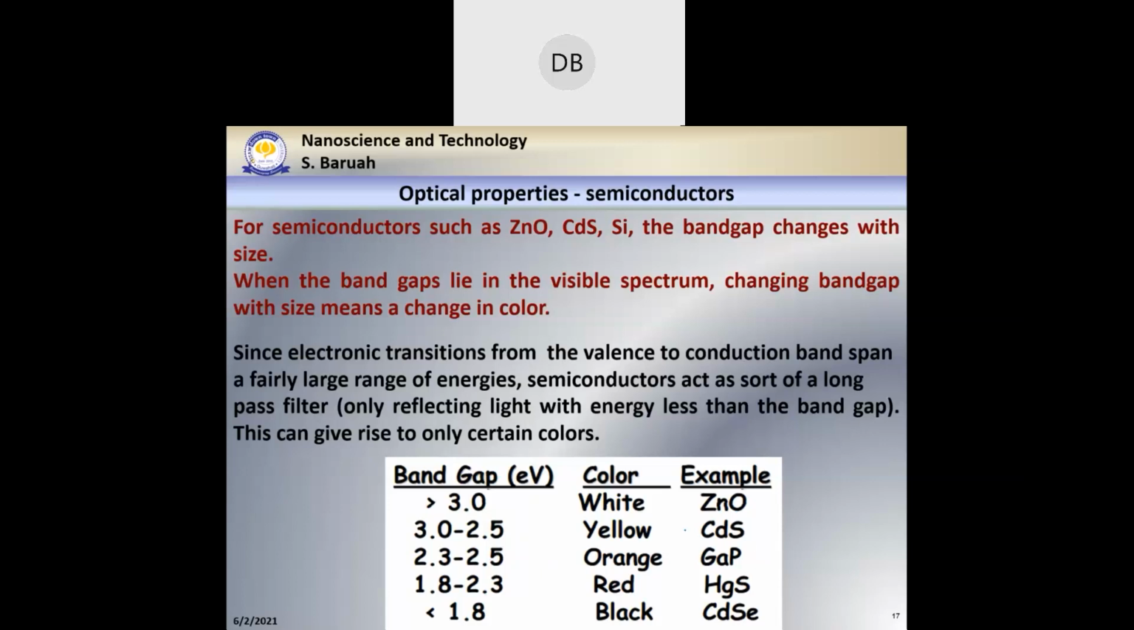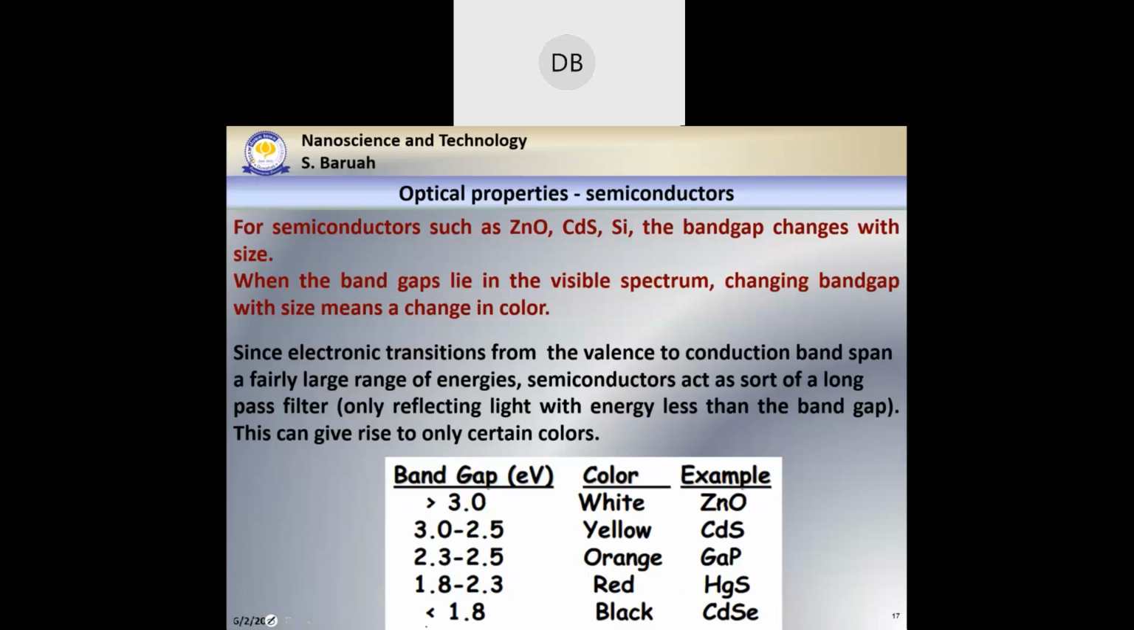Now the band gap for cadmium sulfide is smaller. It lies in a range which conforms with the wavelength for yellow, right? Actually, it's from yellow to orange. So you will start seeing cadmium sulfide nanoparticles in the yellowish range of color. Similarly, gallium phosphide has a band gap between 2.3 and 2.5, which conforms to orange, so you'll see gallium phosphide nanoparticles as orange in color. Okay, and go on that way. Mercuric sulfide is even less, 1.8 to 2.3, and you see it red.